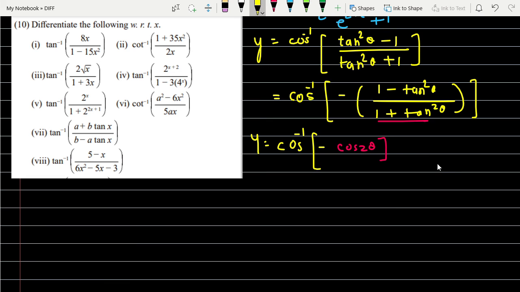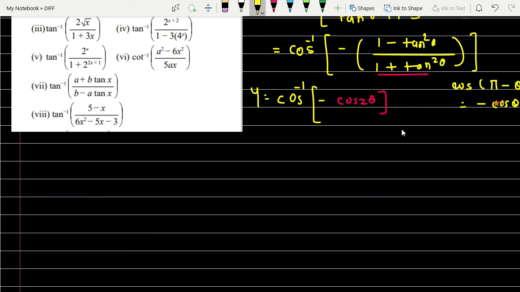But we know cos of pi minus theta is minus cos theta. Therefore, cos of pi minus theta is minus cos theta. So here we will write cos inverse of, this is cos of pi minus 2 theta. So that this y will be equal to, this is the identity function cos inverse of cos, this is pi minus 2 theta.